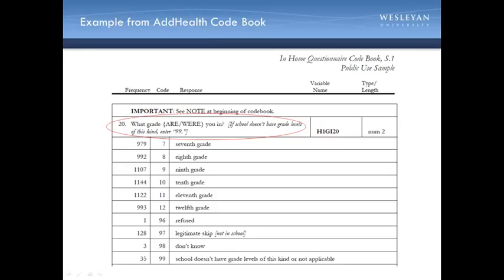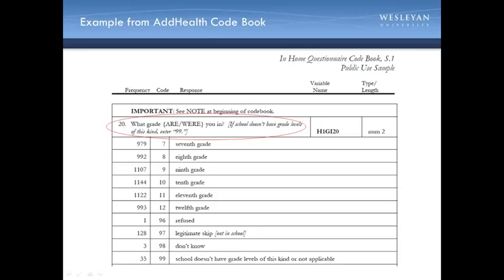As we saw previously with the medical records dataset example, datasets typically include numbers rather than words. So for categorical variables such as grade level, each of the response options has a corresponding numeric value, and it is that numeric value that can be found in the dataset. You can see that 7th through 12th grade are logically coded as the numbers 7 through 12. 96 indicates that the adolescent refused to answer. 97 indicates a legitimate skip for the adolescents who are not currently in school. 98 indicates don't know, and 99 is recorded in a case where the school does not have grade levels.